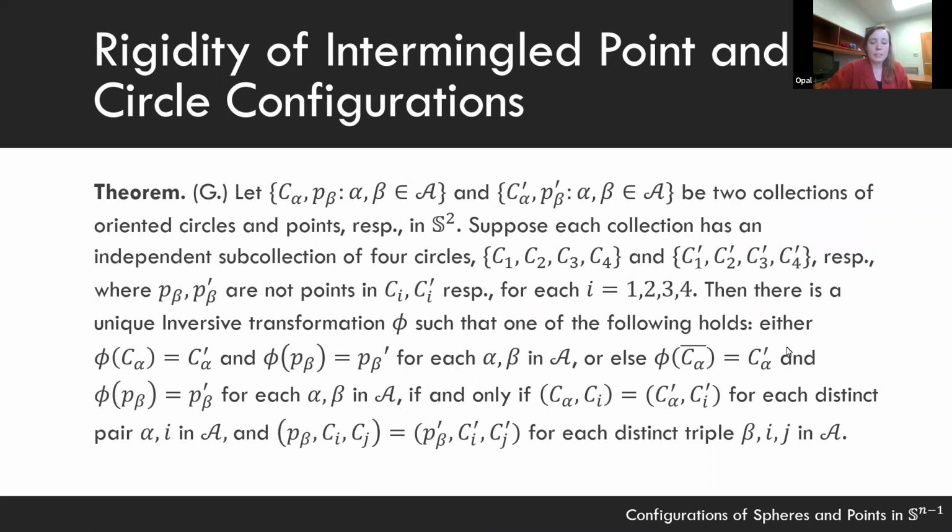It states that if you have two collections of oriented circles and points in the two-sphere, and you suppose that each has an independent subcollection of four circles, where the points you have are not in the circles in your independent subcollection, then there's a unique inversive transformation such that either that inversive transformation takes all of the circles in one collection to the other and all the points in one collection to the other, or it switches the interior balls of one collection and takes it to the other, and takes all the points in one collection to the other.